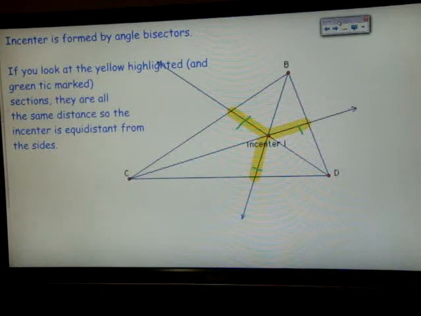In this picture, and it's a little hard to see, from each vertex there is a ray that bisects the angle. So it's formed by the angle bisectors. Again, it's always inside. So in this particular triangle, it appears to be acute, but if it was obtuse or right, it would still be inside. If we take a look, the yellow section, where I also marked a green tick mark, all of those are exactly equidistant from the sides of the triangle.